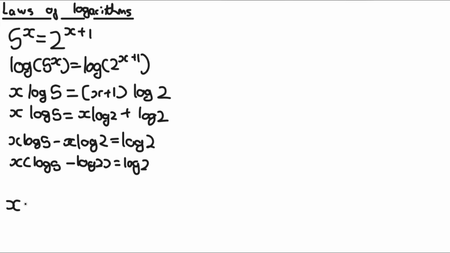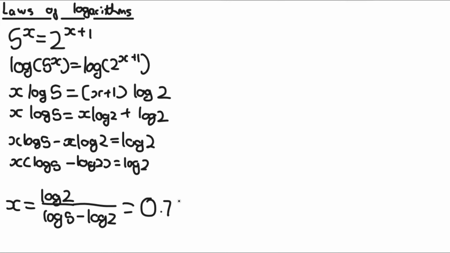And then divide everything by log 5 minus log 2. So this is going to become x is equal to log 2 divided by (log 5 minus log 2). And if you put this into your calculator, this is equal to 0.756 to 3 decimal places.